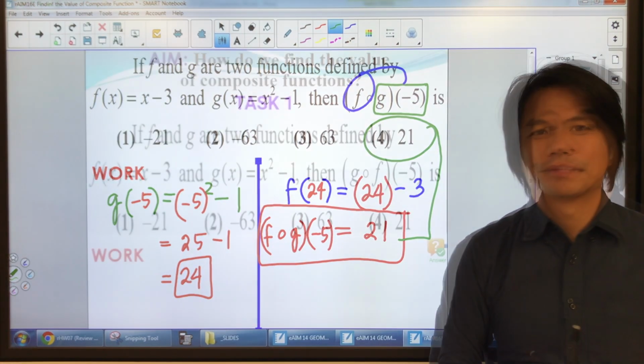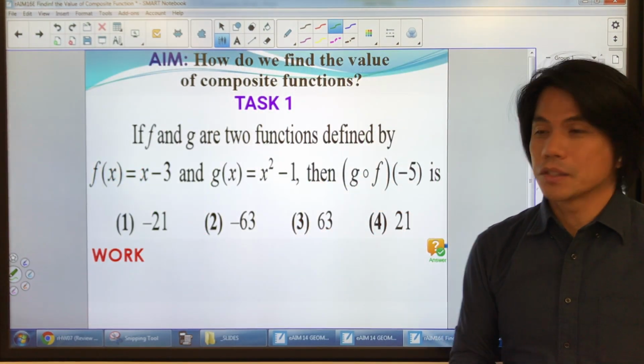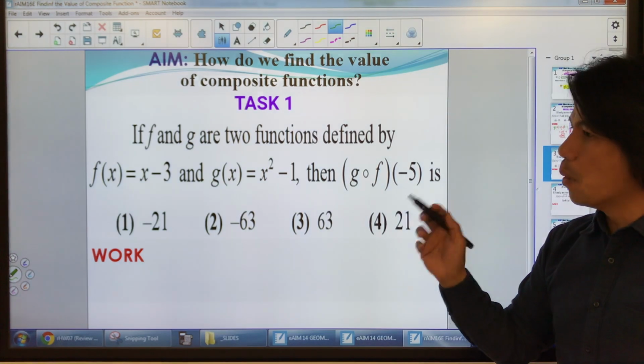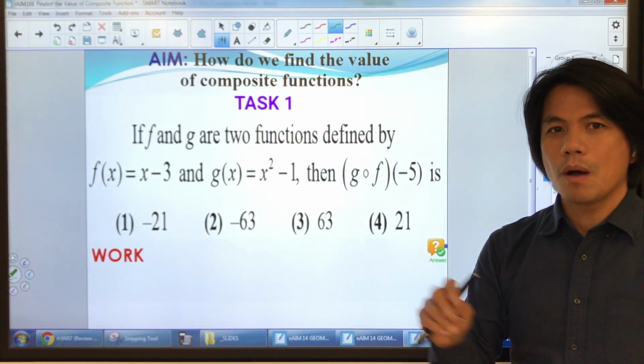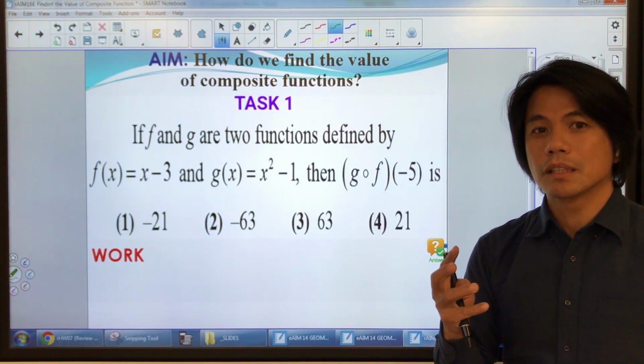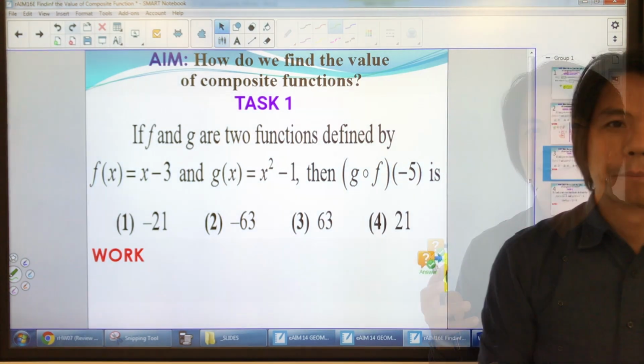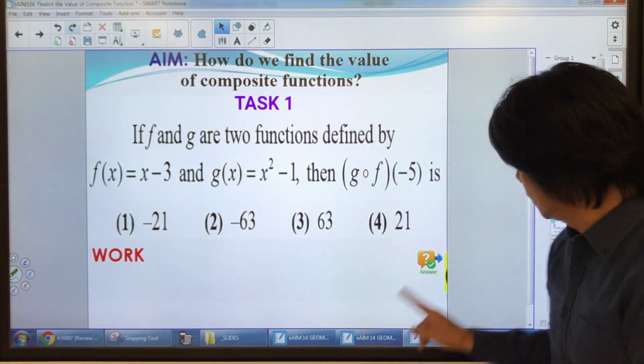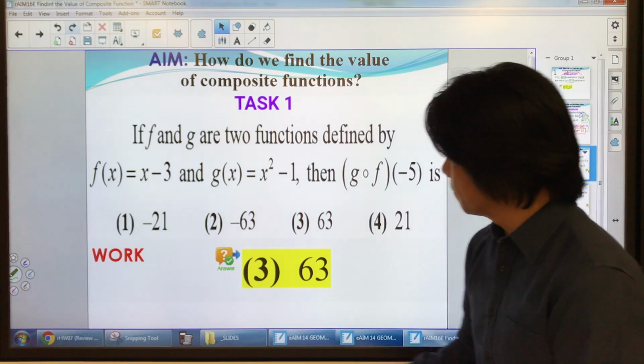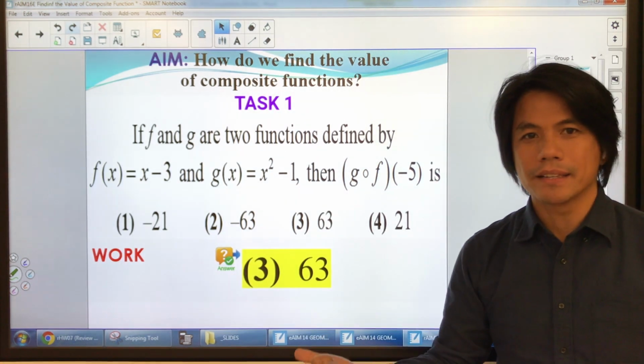Got it? Now it's your turn to practice. Go ahead and complete task 1. Be sure to pause your video while you're doing it. Come back once you're done to check your answer. And the answer to this is option 3. I hope you got that right.